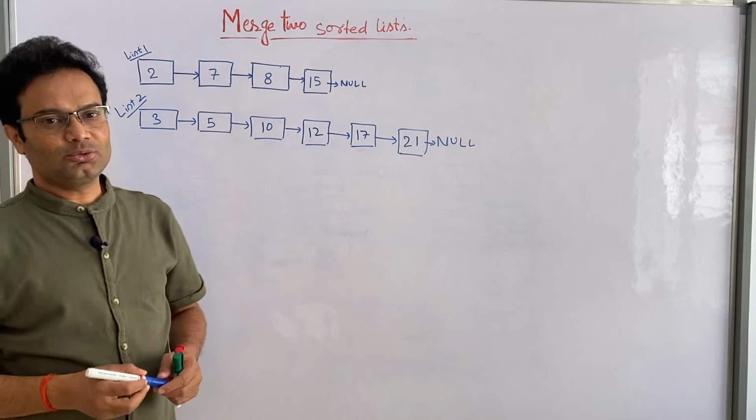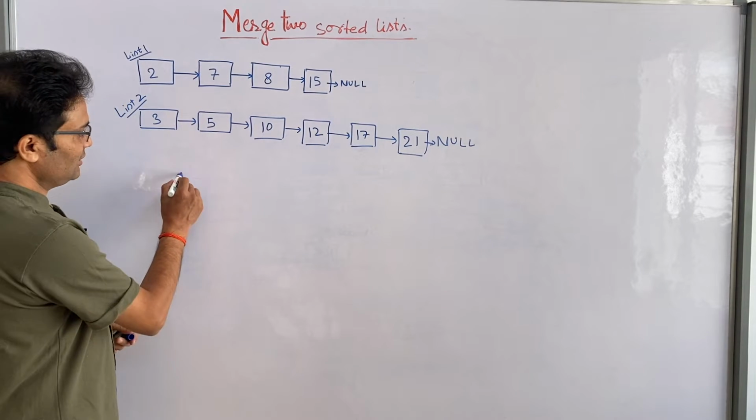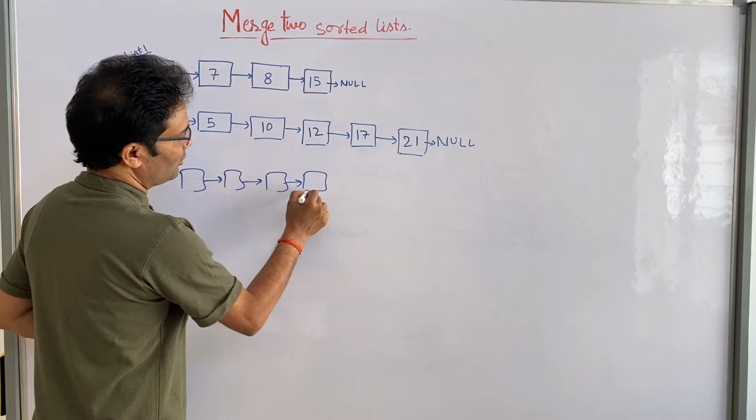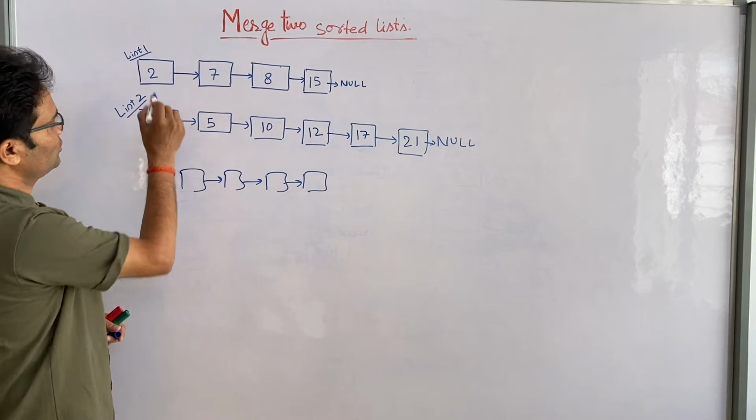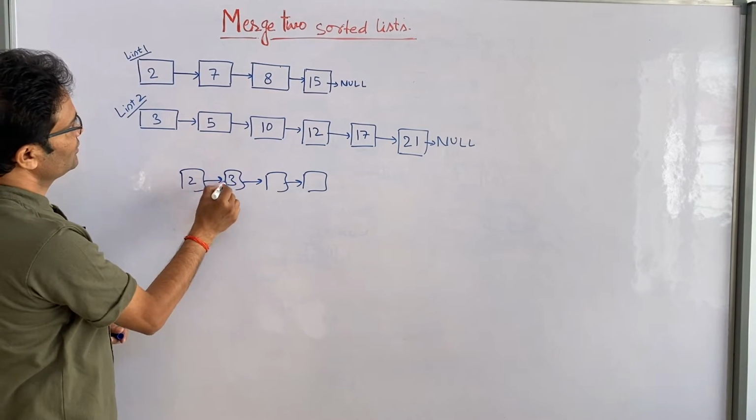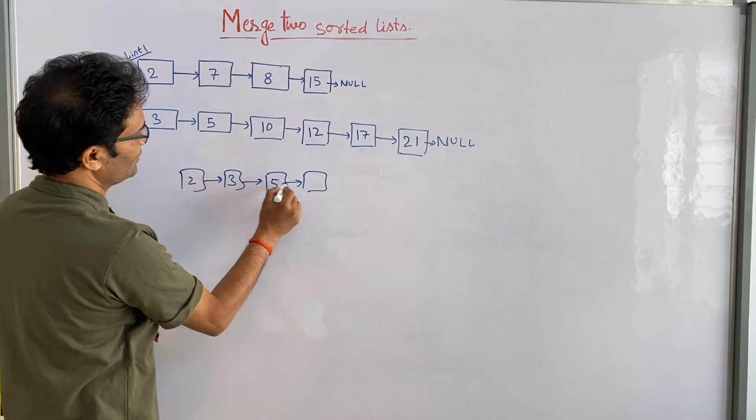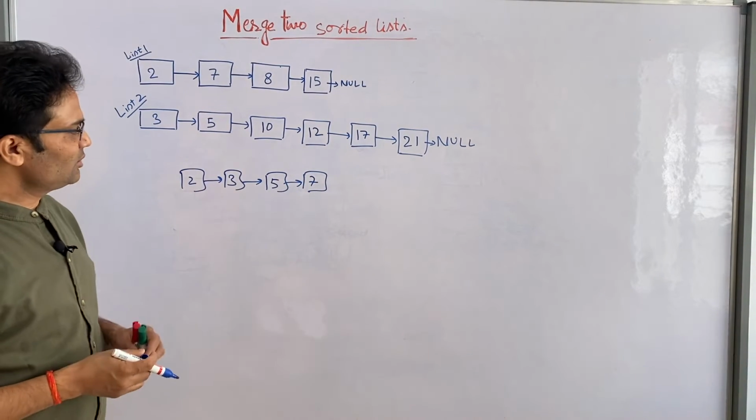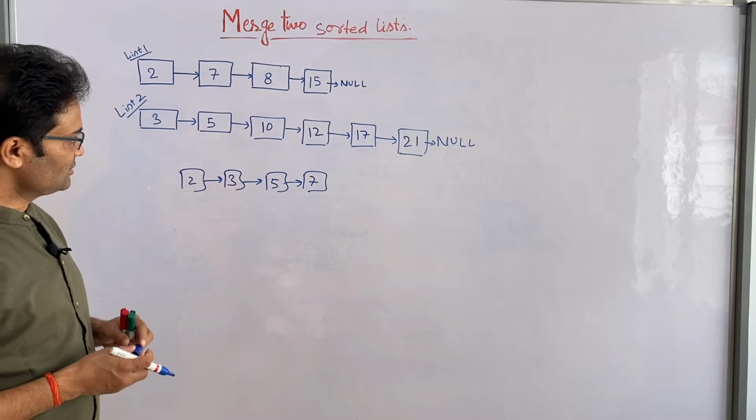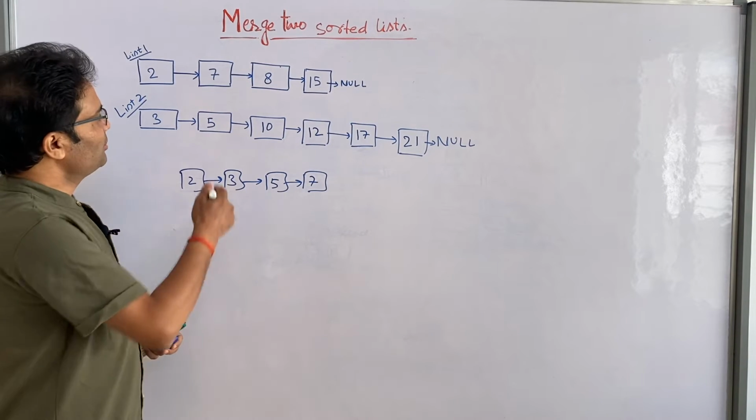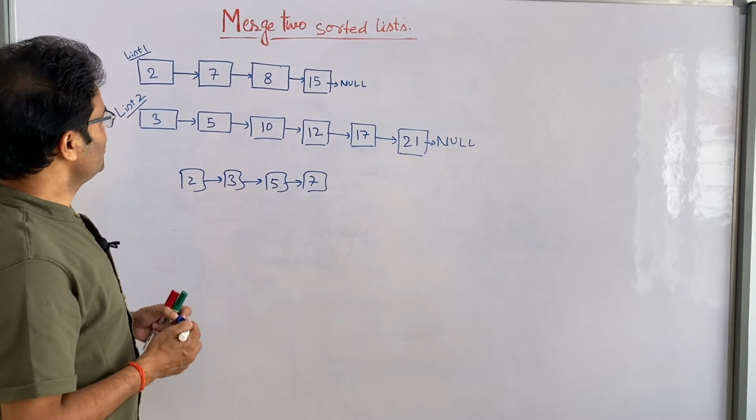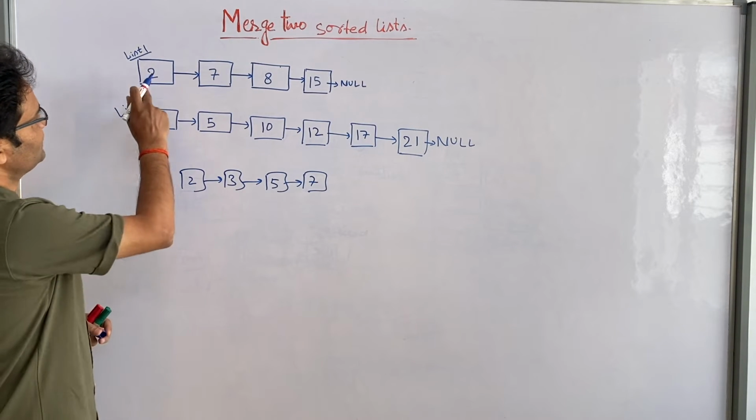So you have two options. Either you can create a new linked list from merging both. So it will be 2, then 3, then 5, then 7, and this is your third new linked list. This is one option, but I don't like this option because why can't we merge these two linked lists in place?